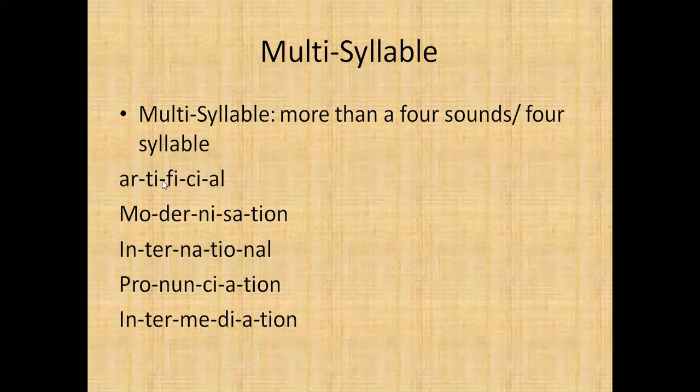Artificial. So how many sounds or syllables are there? 1 2 3 4 5. So more than 4 is called multisyllable.